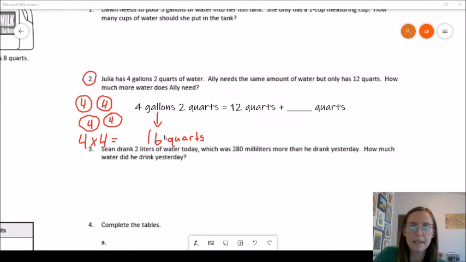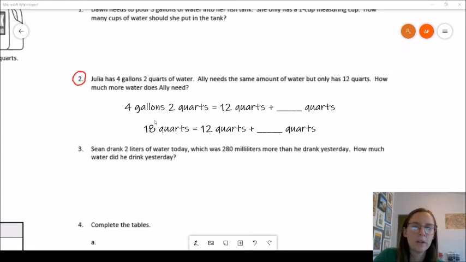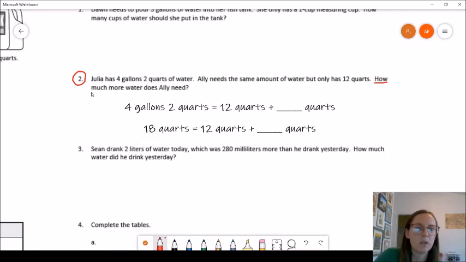If the 4 gallons is 16 quarts and Julia already has 2 quarts, then how many quarts does Julia have? Julia has 18 quarts. Now we know Julia has 18 quarts, so we need to figure out how many quarts I need to add on to Allie's 12 quarts to make them have the same amount. Now thinking back to that how much more, that means we are going to subtract. So we need to find this missing part.